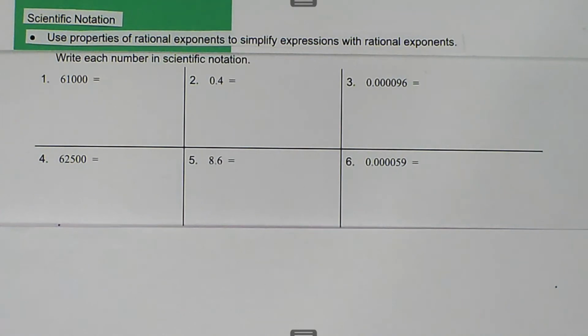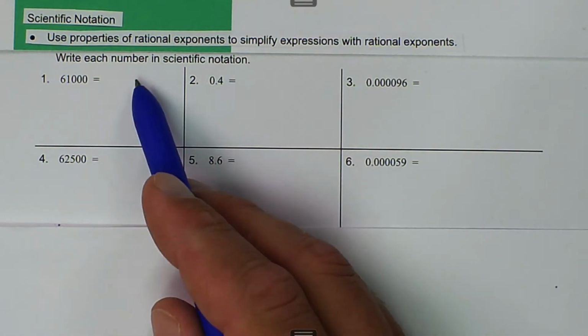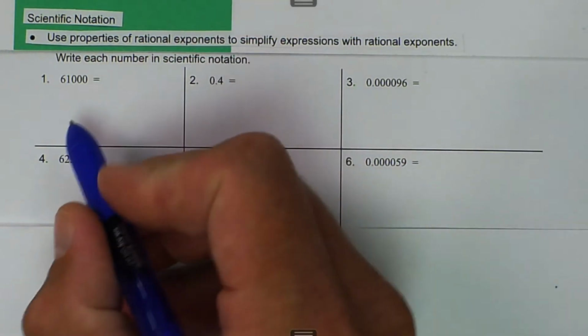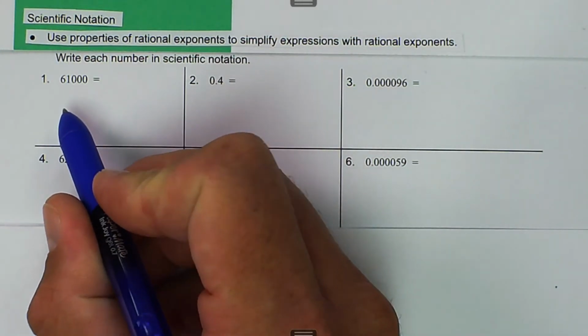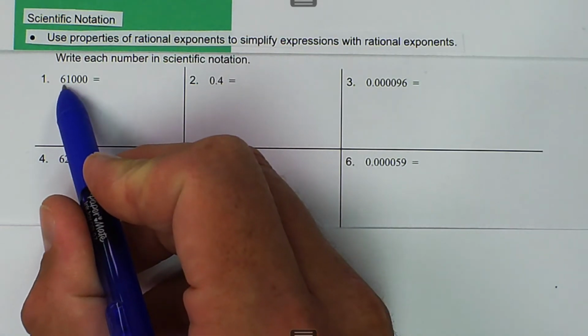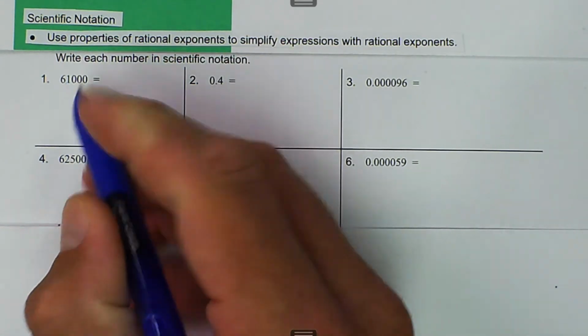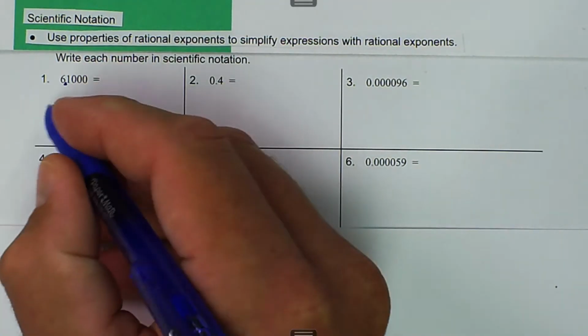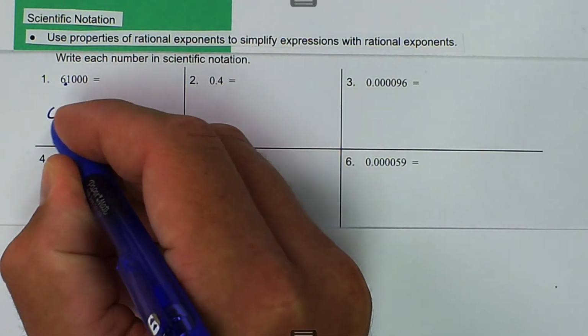We are talking about scientific notation, and we want to use properties of rational exponents to simplify expressions with rational exponents. So here we want to write each number in scientific notation. Whenever we get to scientific notation, we always want to make sure that we only have the ones place showing. So we want to have the decimal so that we only have one digit showing in our solution.